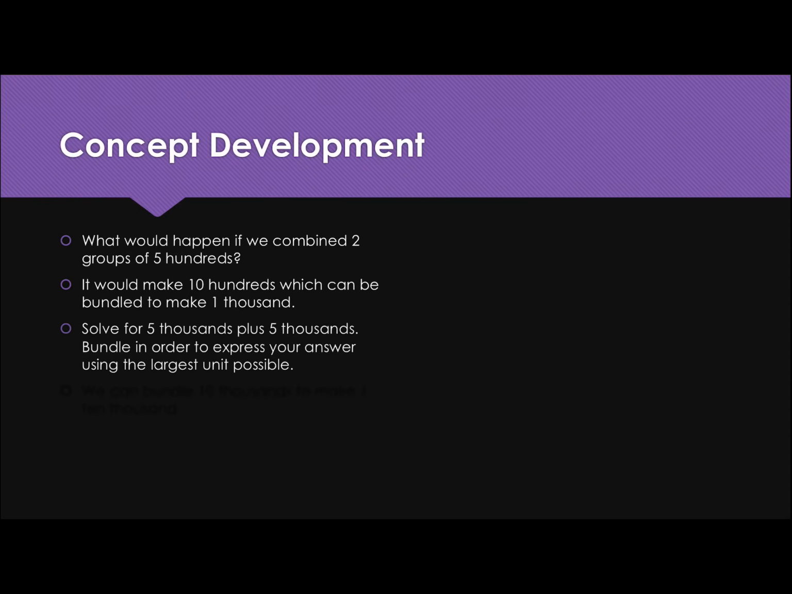Now I want you to take a minute to solve for 5 thousands plus 5 thousands and bundle it to get a bigger unit. Pause now to practice. All right, so when we have 2 5,000s and we want to bundle them to make a larger unit, we'll get 10 thousands, and we're going to make that into 1 10,000.